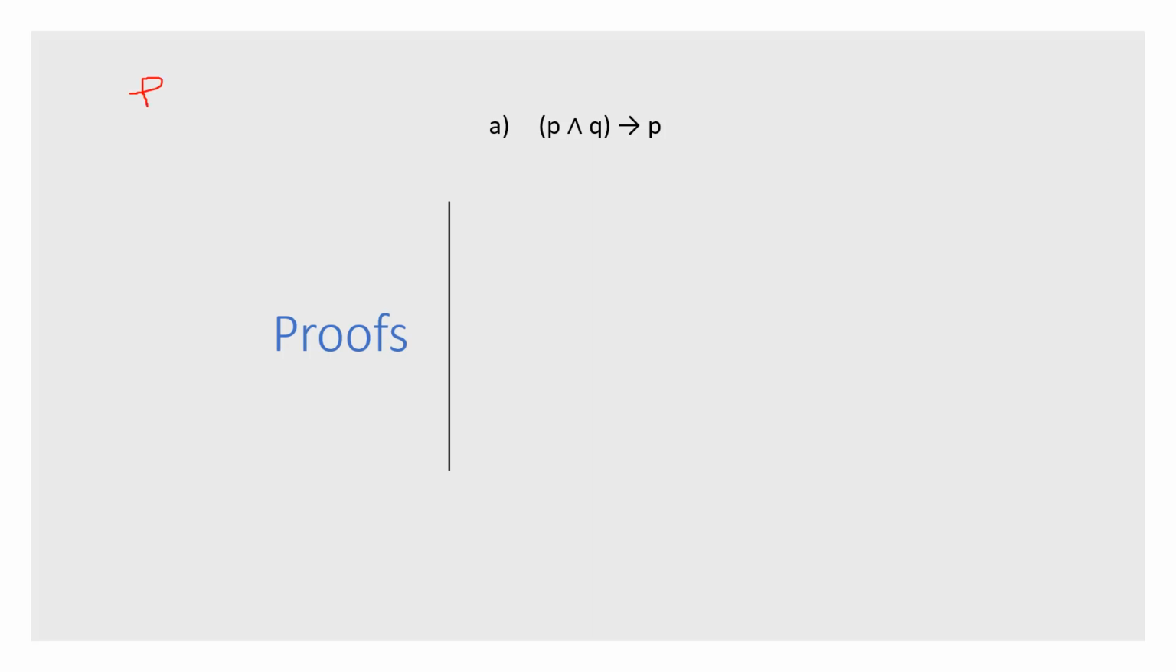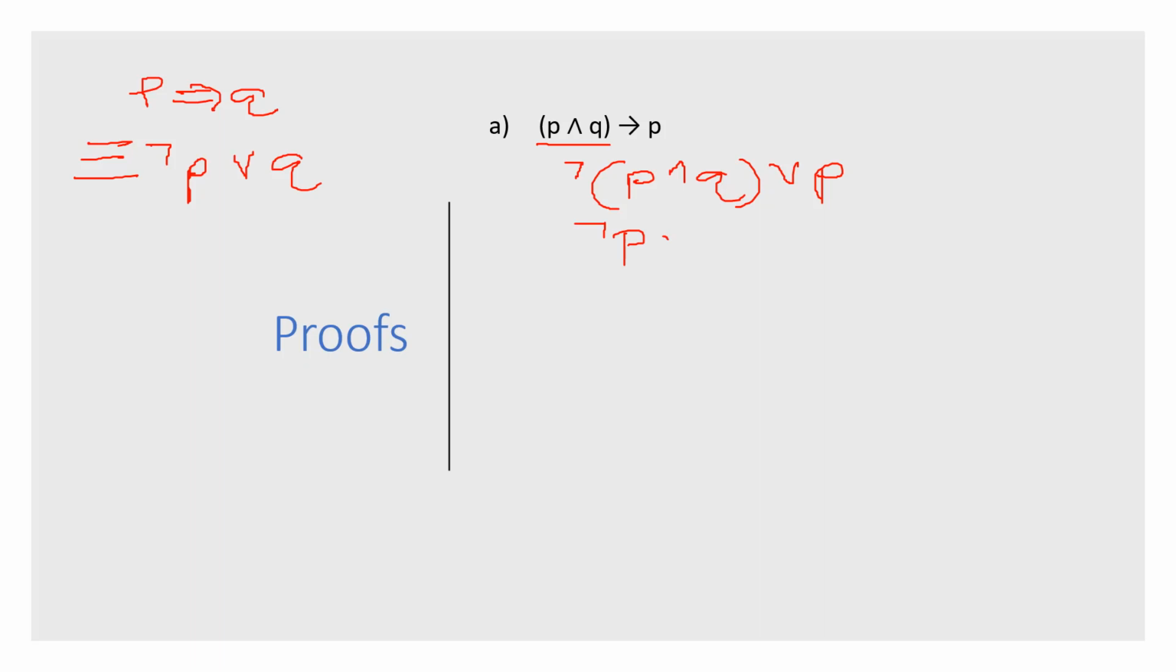The first thing you want to recall is that P implies Q can always be replaced by not P or Q. So therefore, we need to think about this as your not thing. It'll be not (P and Q) or P. Now, by De Morgan's law, we can distribute this. So we have not P or not Q. Notice that the operator changed from conjunction to disjunction, or P.